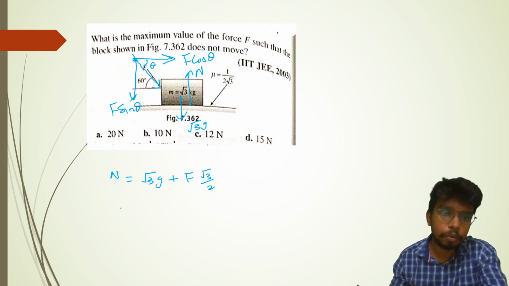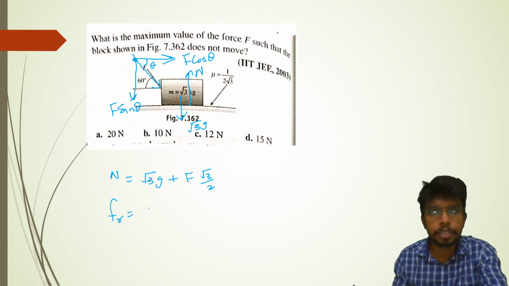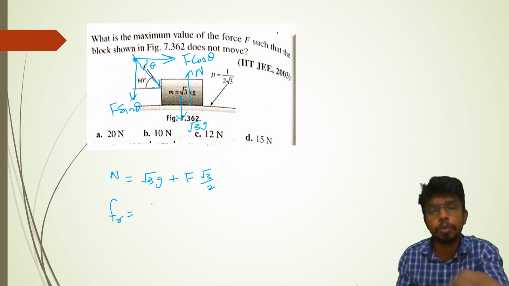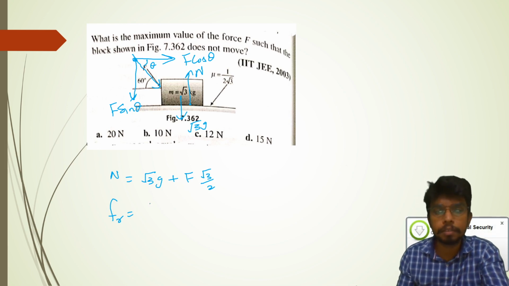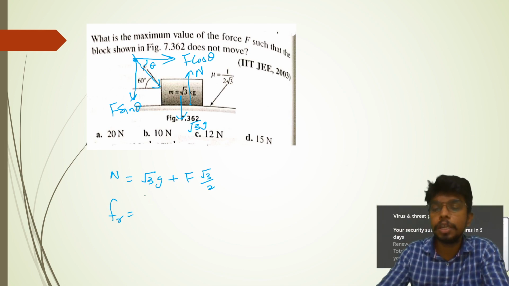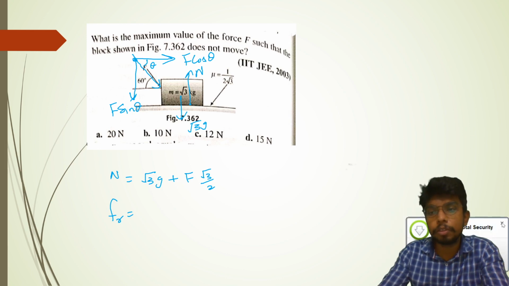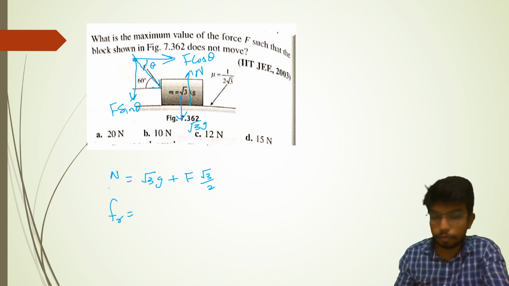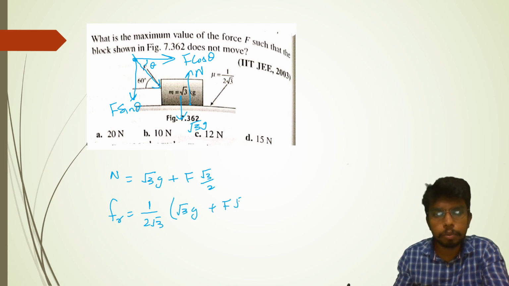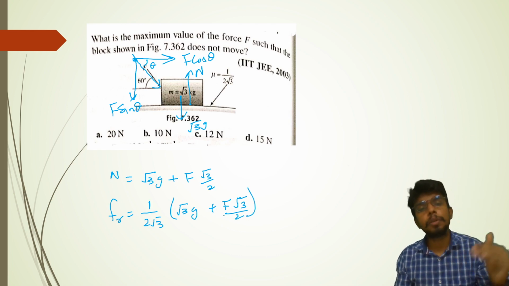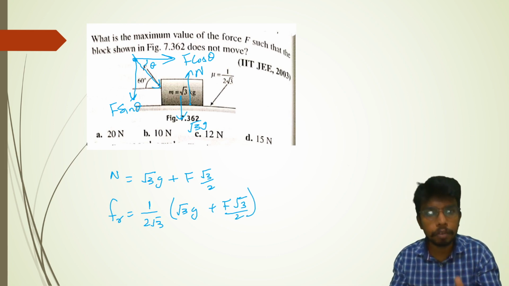And the frictional force will come out to be the maximum frictional force, because they have asked the maximum value of the force. So friction will act at its maximum, at its verge, to stop the particular body. So friction will come out to be mu, that is 1 over 2 root 3, times N, or root 3 g plus F root 3 by 2. This is the maximum friction force. And the only force which is responsible for the body to move in the forward direction is F cos theta.